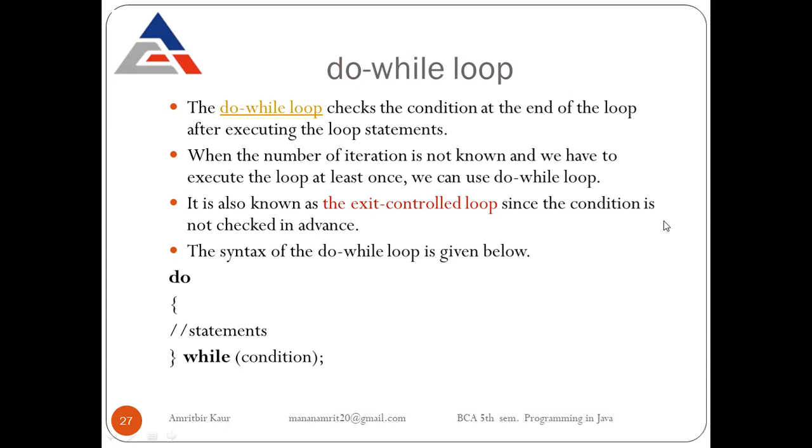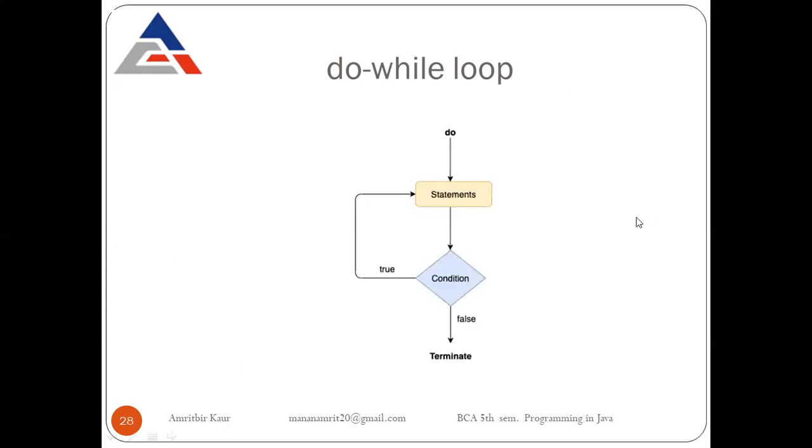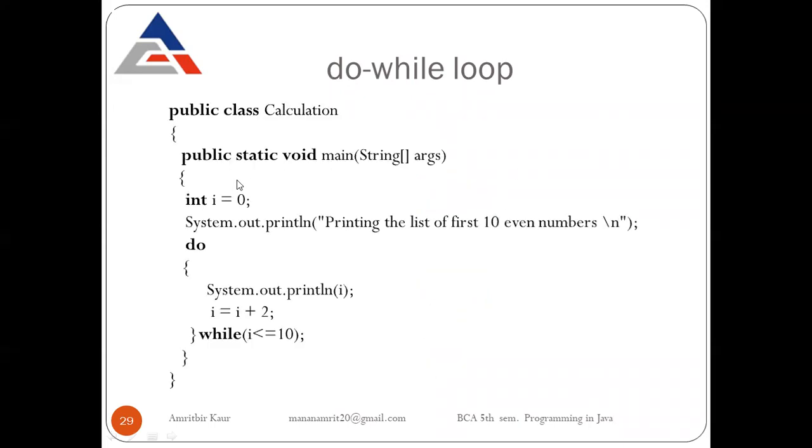So let us understand this with the help of an example. Do means firstly the statement will be executed the first time and then the condition will be checked. If the condition is false, it is terminated. If the condition is true, then it will execute the statements. So although our condition is false, it will execute at least once.